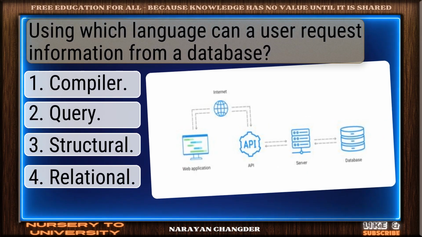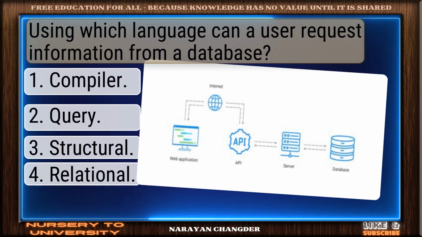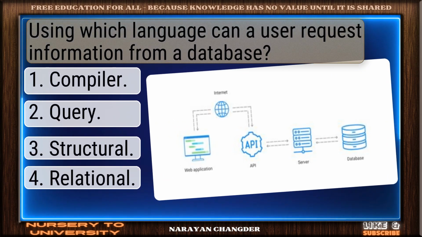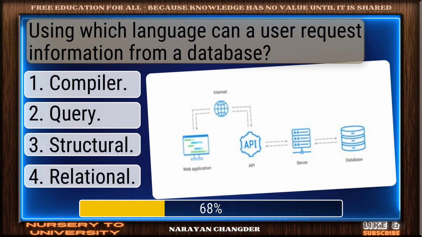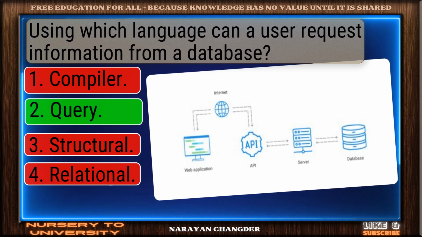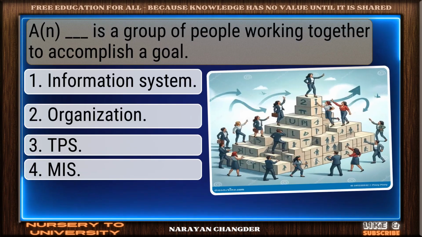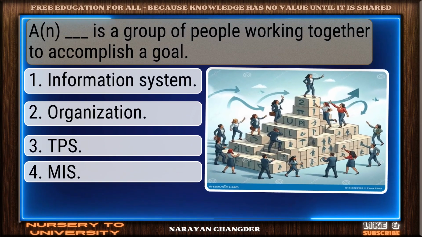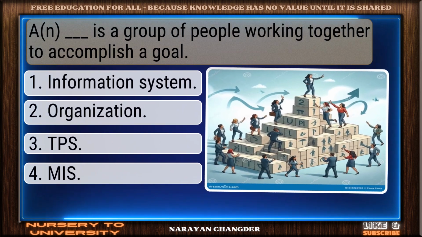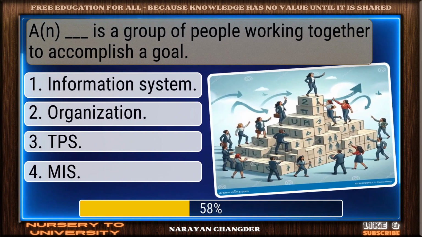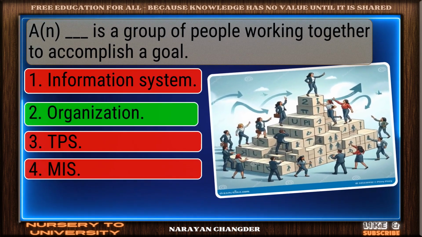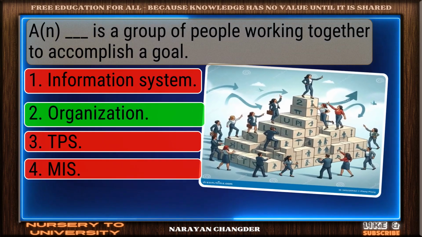Using which language can a user request information from a database? Great thinking. Query is right. The dash is a group of people working together to accomplish a goal. Strong choice. Organization is right.